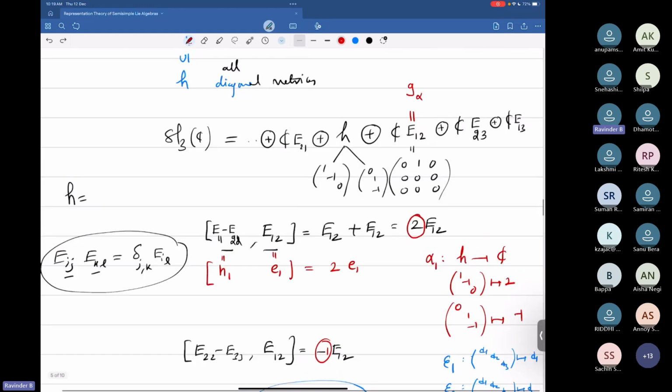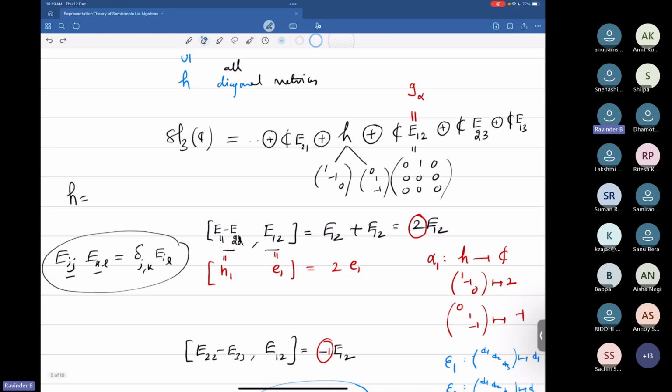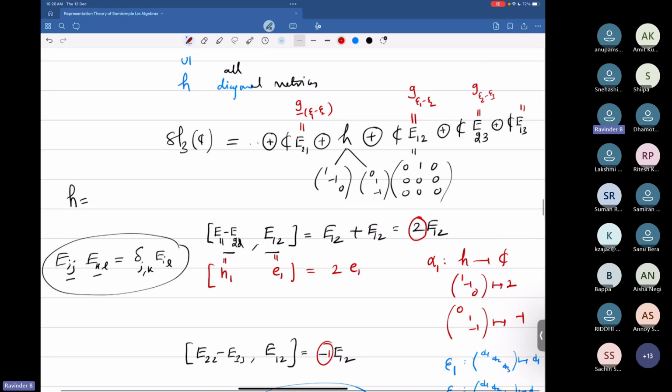So similarly, for the want of time, my alpha here is epsilon 1 minus epsilon 2. Whatever calculation you did, same thing. If you swap 1 and 2 to 2, 1, you get minus of that, so epsilon 2 minus epsilon 1. Then this is epsilon 2 minus epsilon 3. Same calculation with 2, 3 instead of 1, 2. This is epsilon 1 minus epsilon 3.